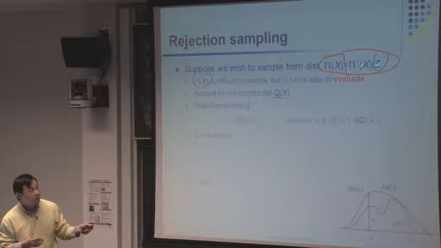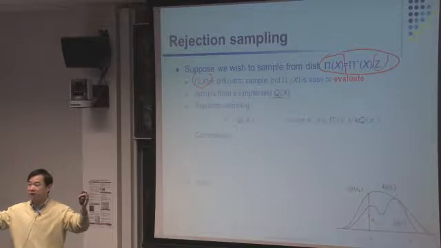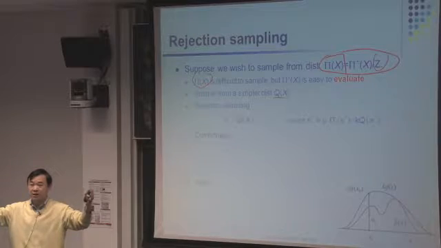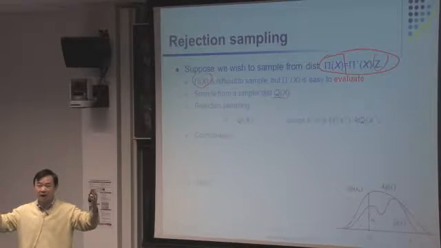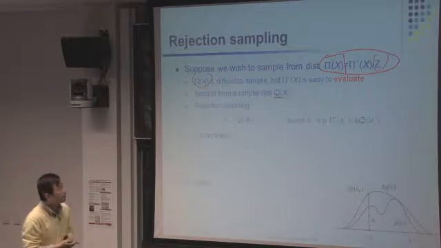Because without the normalization constant, the pi prime of x is just a bunch of potential functions. You just plug in a number and you get the value, right? Without normalizing. So evaluating on the unnormalized distribution is actually trivial. Okay, so we assume that can happen.